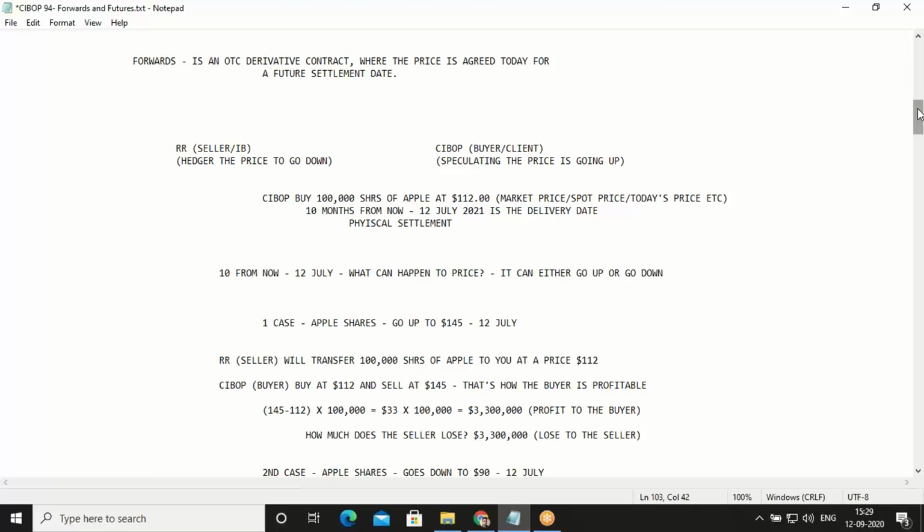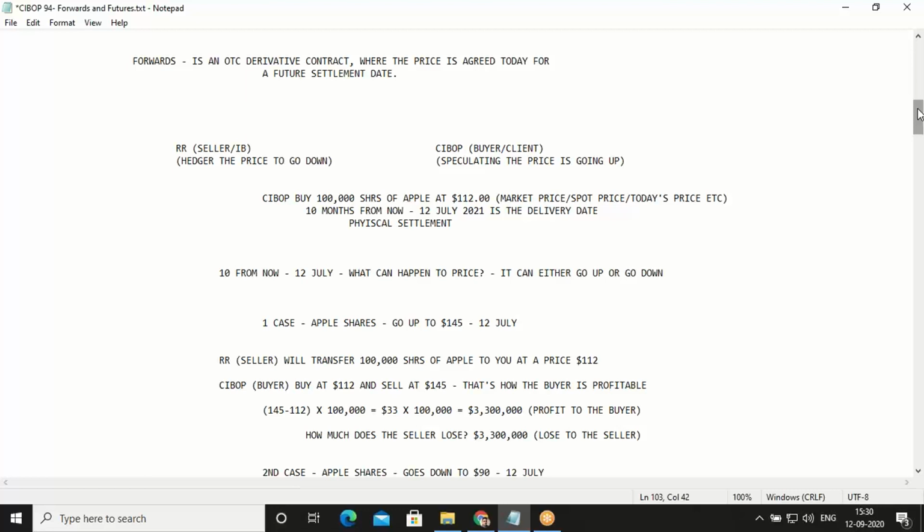So I'm selling to you at 112, whereas the market price is at 90. So I would lose out so much money. So I ended up protecting myself, right? This is the idea, guys, that you have to be clear with: you're speculating and you're hedging. You're speculating and you're hedging. Okay. And that's how you make money.